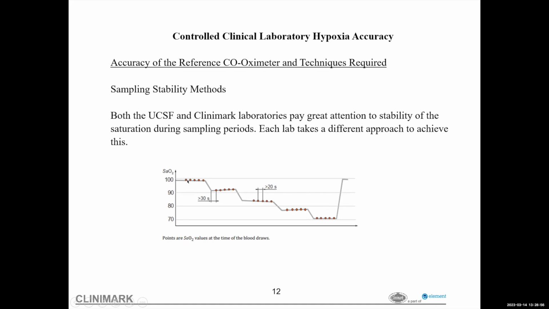But what we need is a stable sample period, during the period of time we draw the arterial sample. And we need to then compare that to the pulse oximeter. So not only do we need the SaO2 to be stable, but we need the SaO2 at the blood draw site to be the same SaO2 that is at the sensor site. And so there is a difference in that. The timing is of utmost importance.